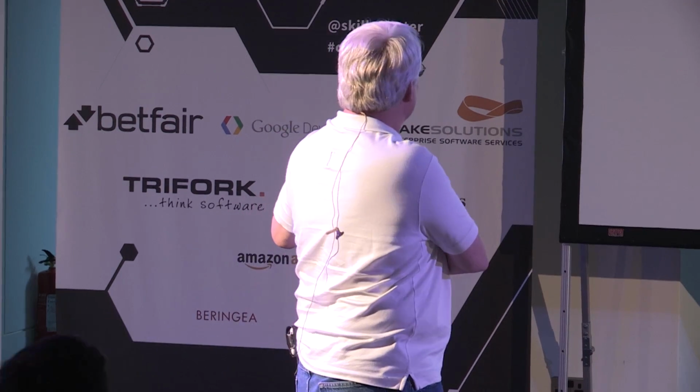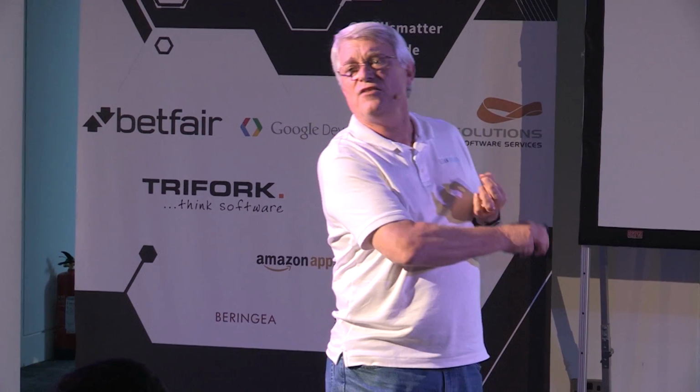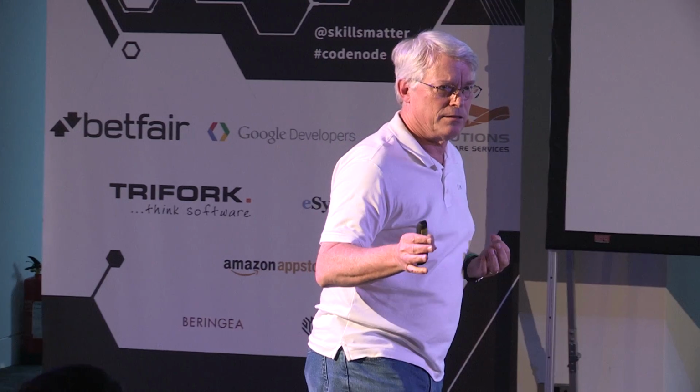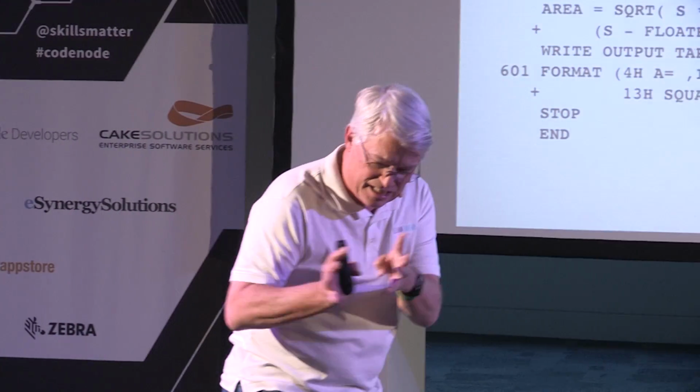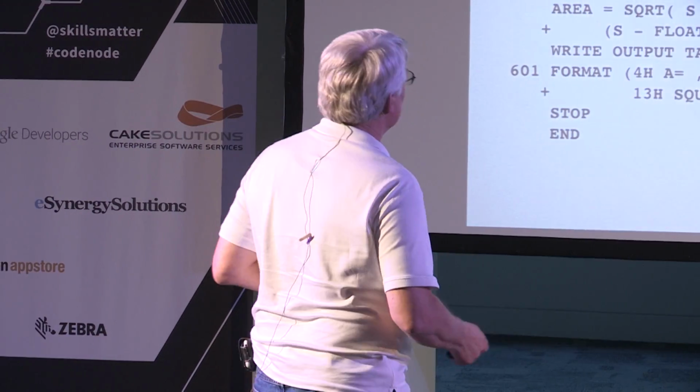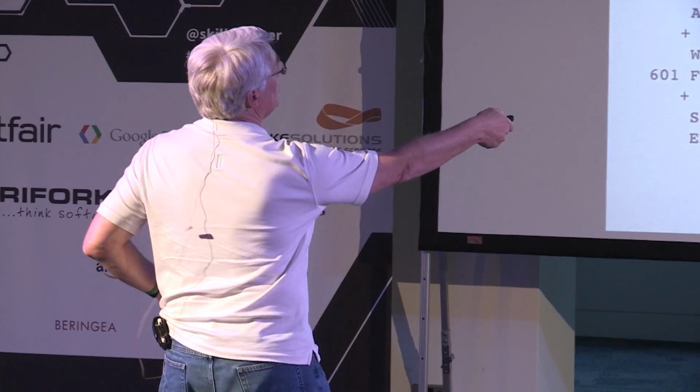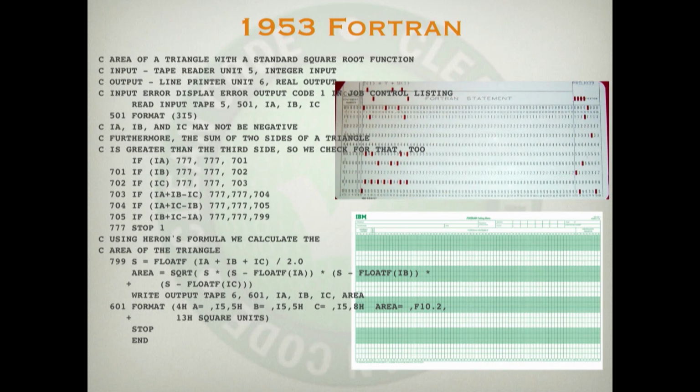Notice that there's like no indenting. We hadn't invented indenting yet. We didn't know about indenting if statements and things. We wrote our code on this stuff. That's a coding form. You would write your code in number 2 pencil in these little squares with capital letters. And we used a lot of erasers.